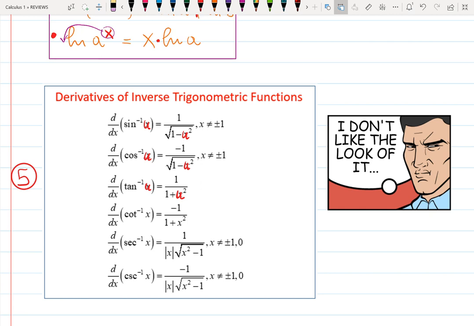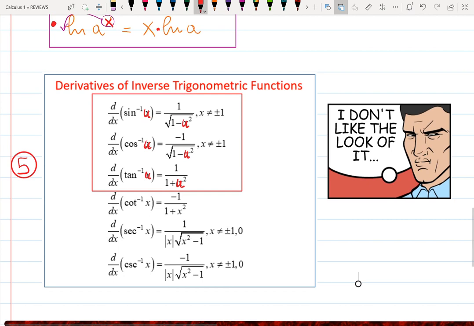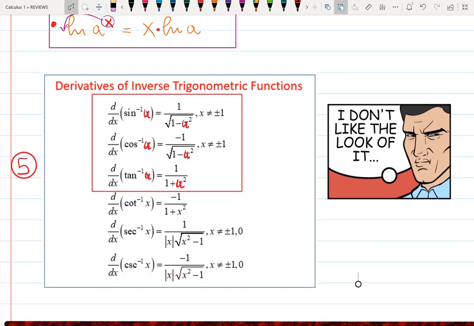And then check out the arccotangent, arcsecant, arccosecant. The most popular ones are the first three. So definitely know these three, and then the last three will show up as well, but hopefully will not, because I think it's really enough to know.